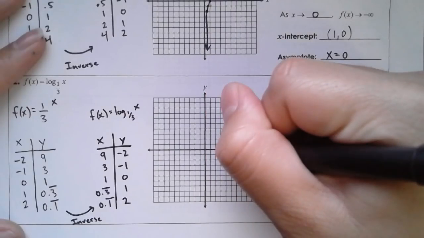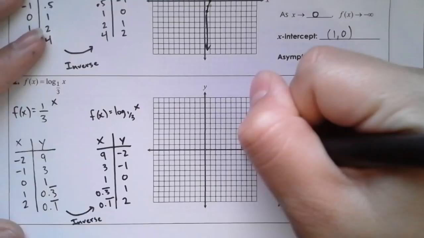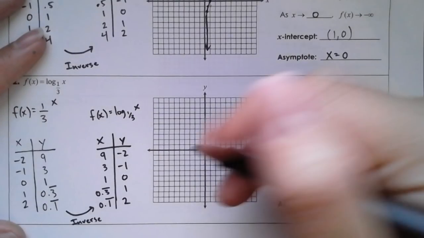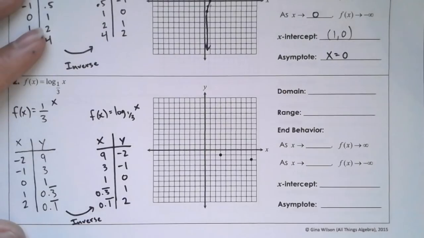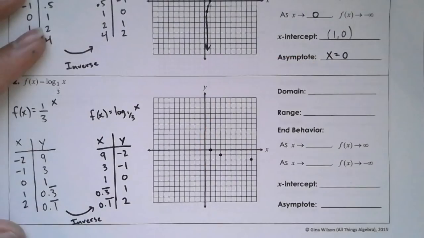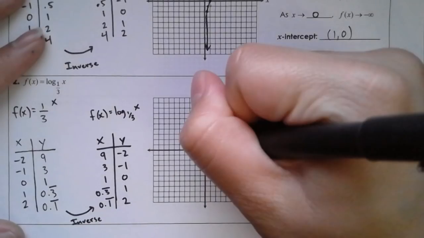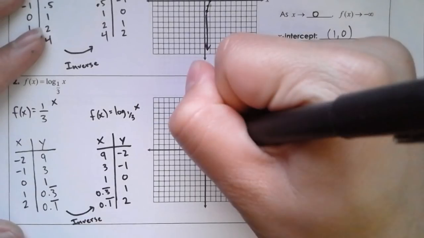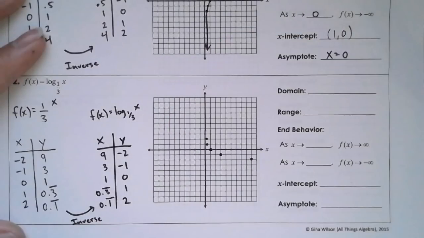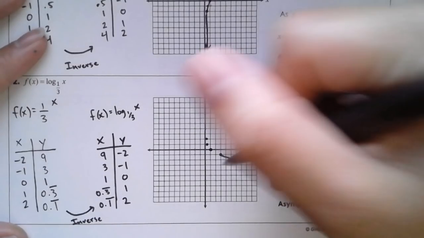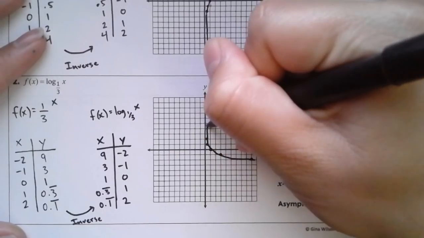Plot these points, and I get, let's see, so 9, -2, I'm right here, 3, -1, there, 1, 0, there, 0.3 repeating, 1, it's very close, but around there, 0.1 repeating, 2, this one's even harder to plot, but it's even closer. Connect these, and you're going to get something like this.